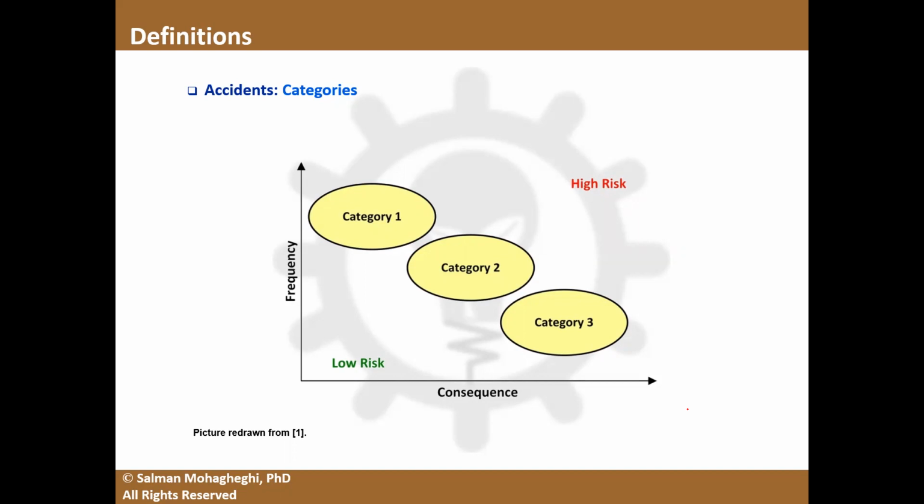Category three, on the other hand, is known as high impact, low frequency. Often it's known by the acronym HILF. These are events that are very, very rare, but if they do happen, they have catastrophic consequences. An example of that would be a nuclear accident.